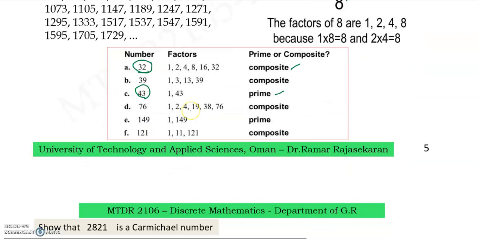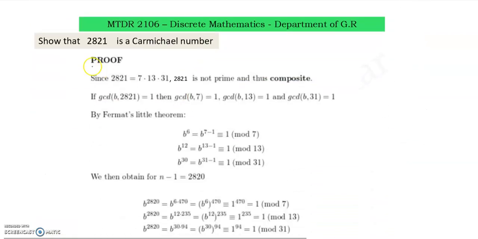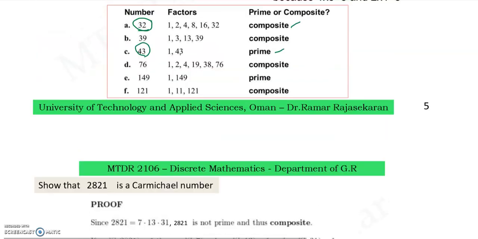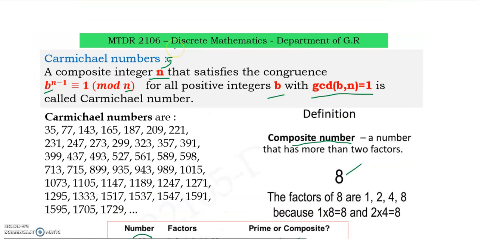Now here we will see one question: show that 2821 is a Carmichael number. Now see the definition of a Carmichael number: a composite integer n. Here n is a composite number first. Then the GCD of b and n is equal to 1, and this congruence is satisfied by n.